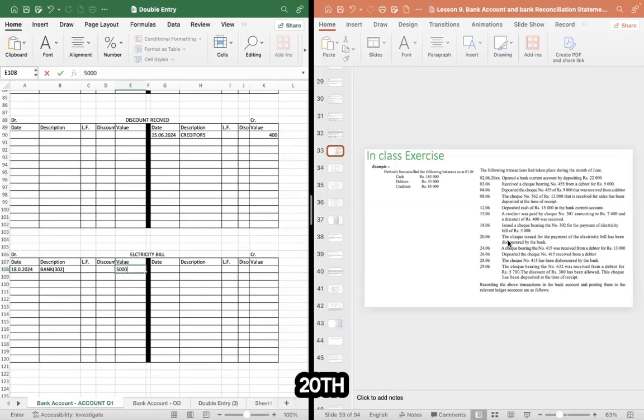And then on 20th, the check issued for the payment of electricity bill has been dishonored by the bank. The check issued for the payment of electricity bill has been dishonored by the bank.